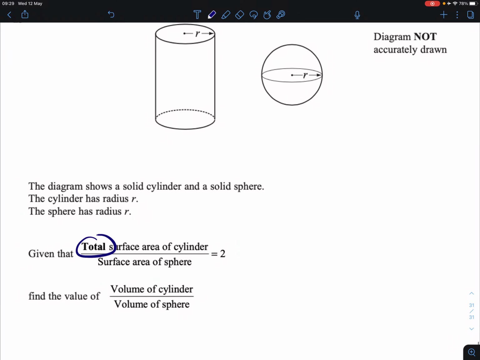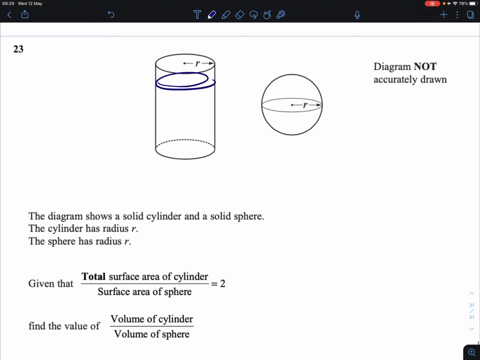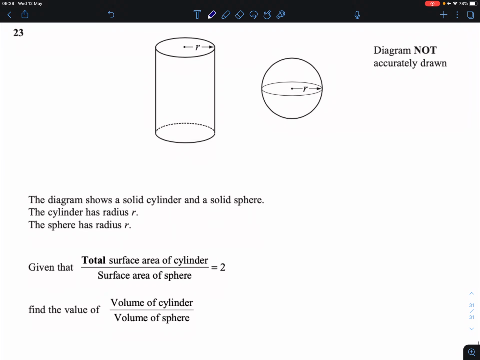The total surface area of the cylinder means that we're not just dealing with the wrapping, the curved bit, we're also dealing with the circles top and bottom. So let's start with that. Our circles top and bottom are both pi r squared for their area, so we have a 2 pi r squared for two circles. The formula for the curved surface area of the cylinder is given in your formula sheet. It's 2 pi r h, and the surface area of a sphere, also given, is 4 pi r squared. So we're basically being told that that equals 2.